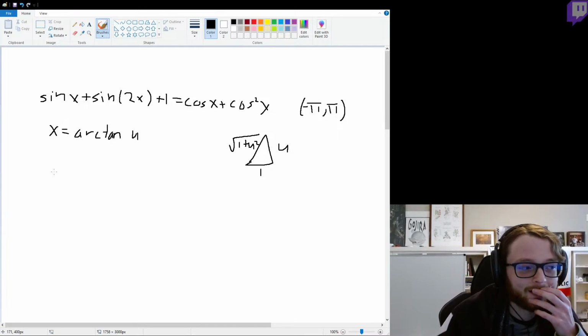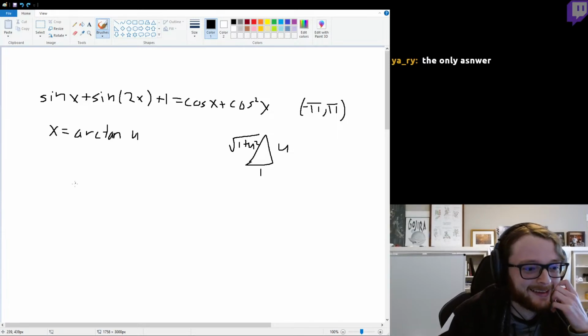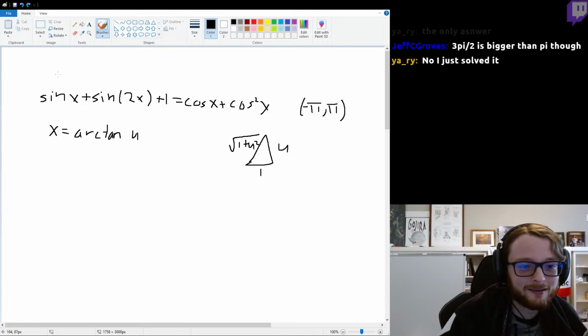3 pi over 2, is that actually one of the answers? Sine is -1, -1, 0, 0, 0. Oh my god, 3 pi over 2. All right, so the solution is to just look at it and guess 3 pi over 2. No, a second one exists that's negative. So is it just negative pi over 2? As the negative solution? We already got minus pi over 2?